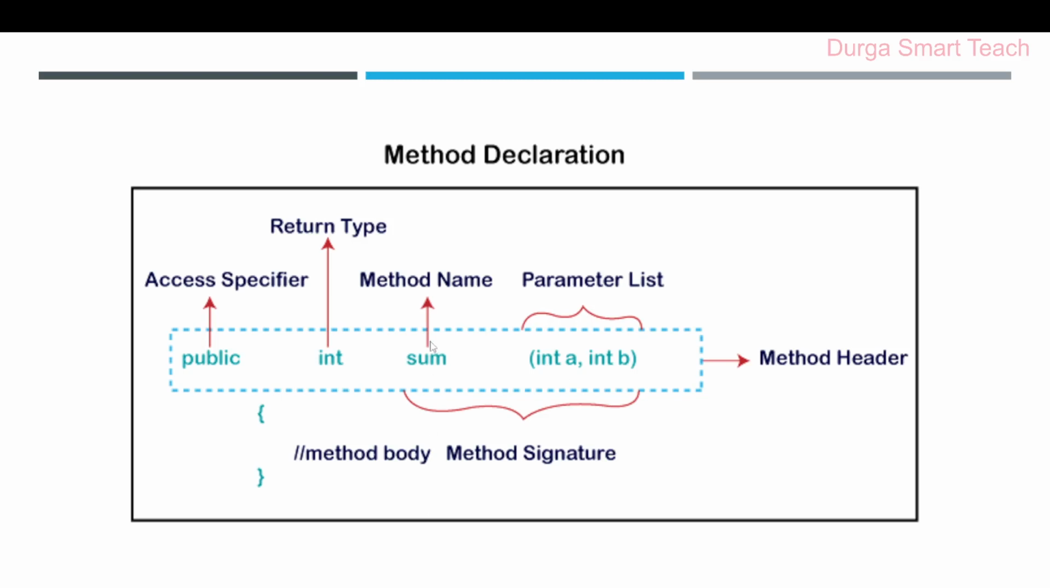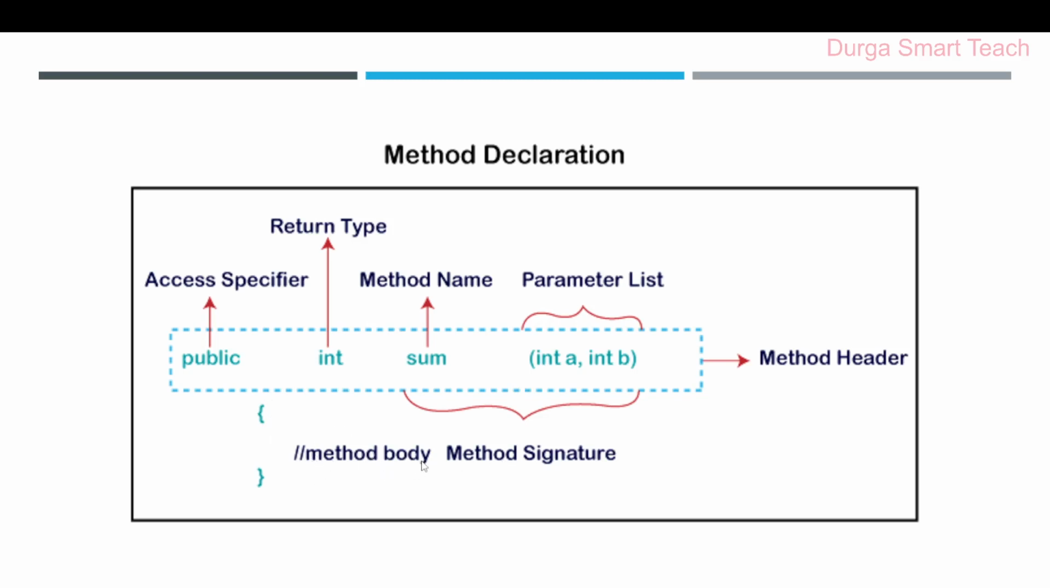And method name. This is the method name and you need to follow some rules. I already discussed that in the naming conventions. If you haven't seen that video, please go and watch. Next, these are the parameter list, int a comma int b. Here access specifier is optional, return type is optional and parameters are also optional. But you must mention the method name and parenthesis. That's it. After that it contains the method body.